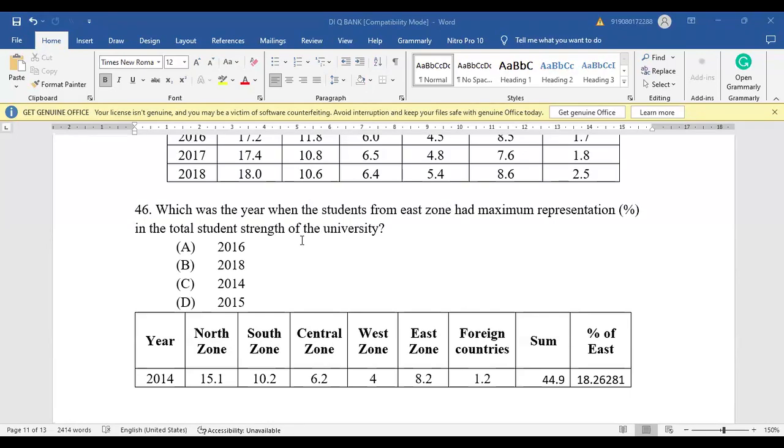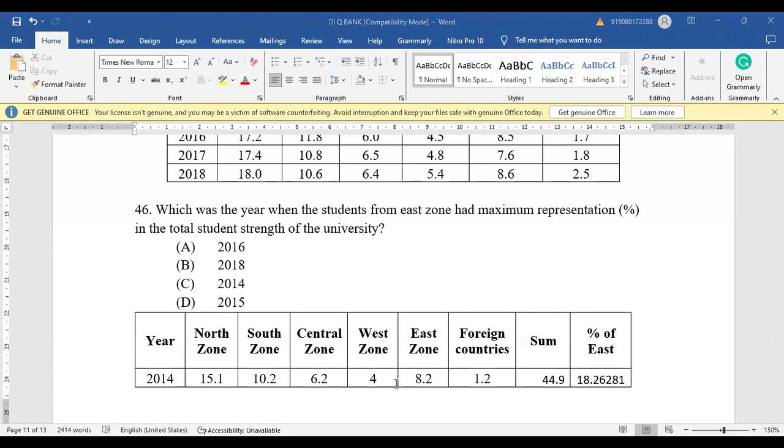Now let us understand the question. Which of the following years did the students from East Zone have maximum representation of the total strength of the university? Can you text me which type of question this is? I told you, right? 9 types of questions. Maximum representation percentage in the total student strength. Which type of question is this? Type in the chat box quick.